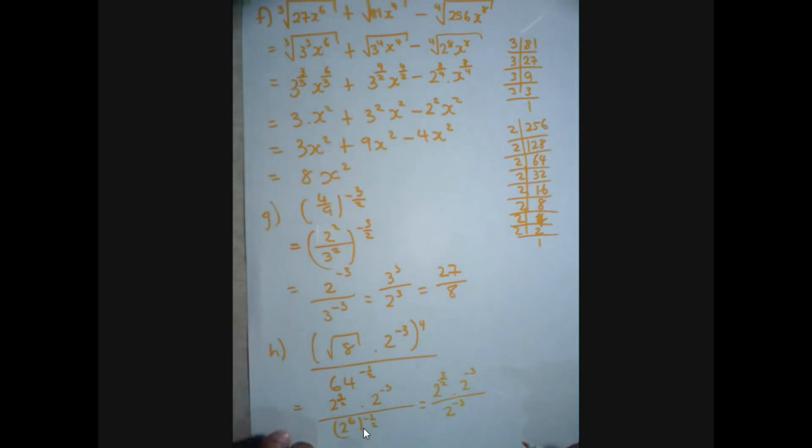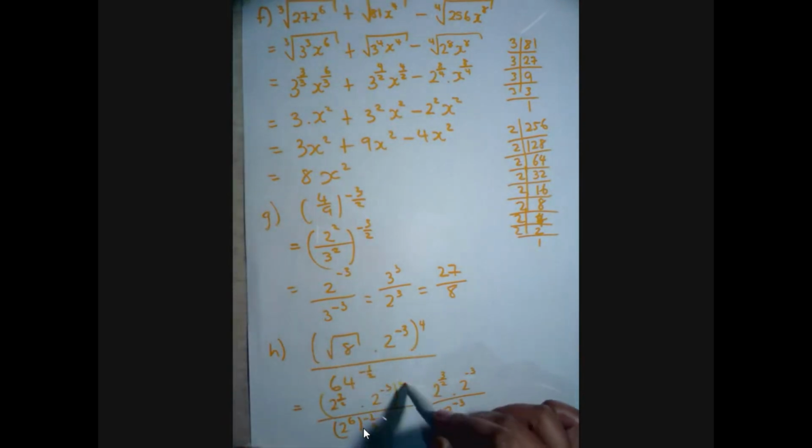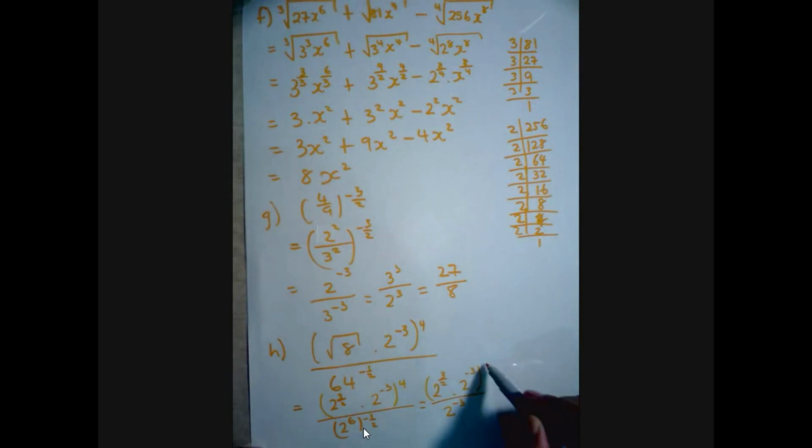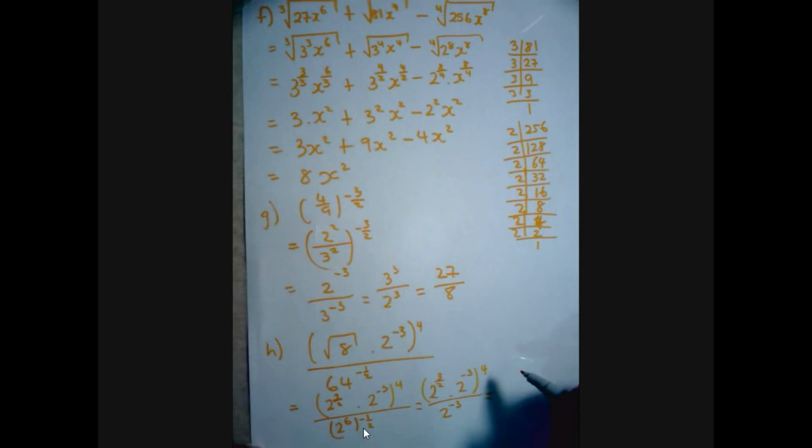So what happens to these two negative 3's? I forgot a step. See what I forgot? I forgot to put this bracket here. So this is to the power of 4, this is to the power of 4. So now my answer here is going to be this. It's going to be multiplied out.